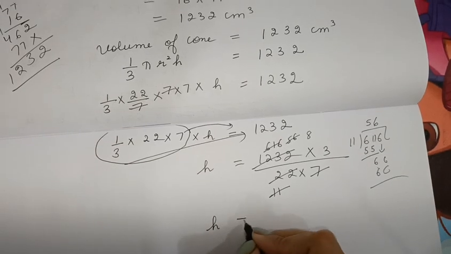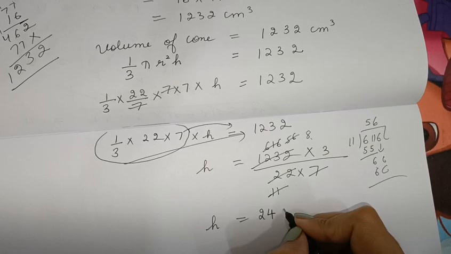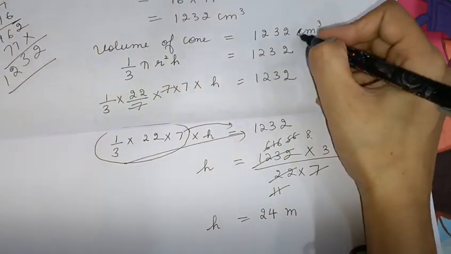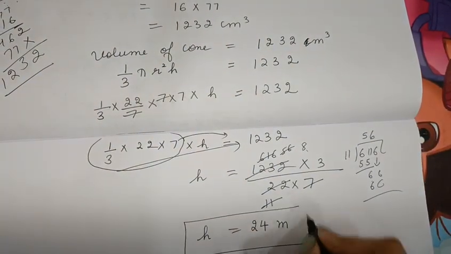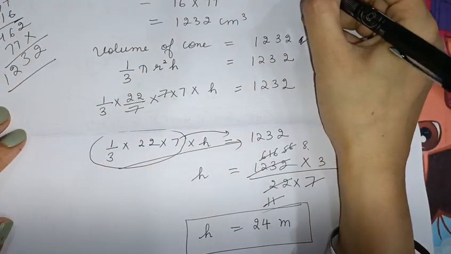So height is equal to 8 into 3, which is equal to 24 meter. This is given to us in meter, this also meter cube only. So height we found as 24 meter. Then the first part of the question is done.